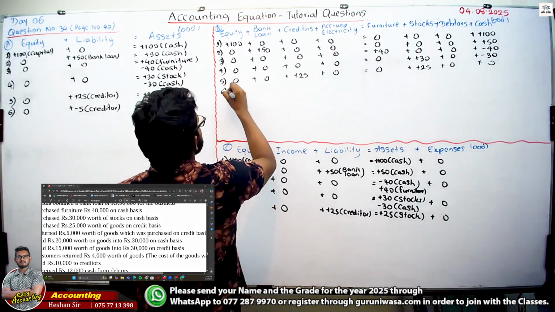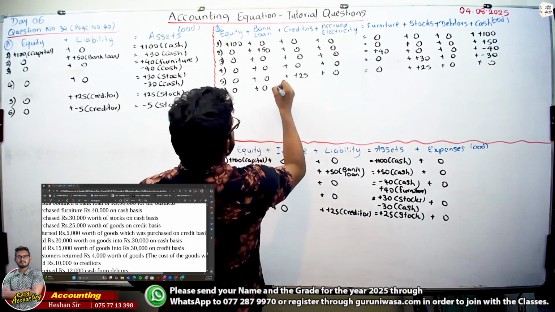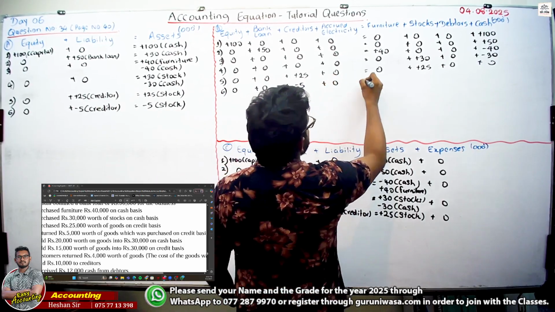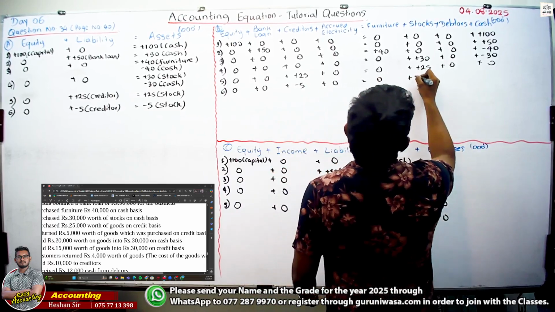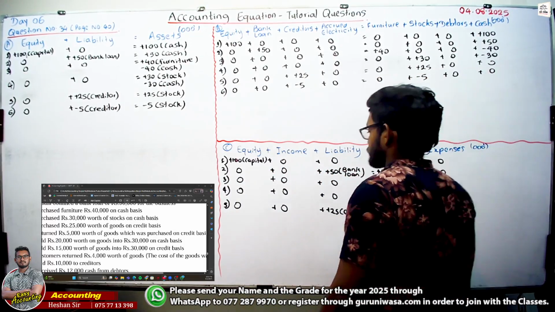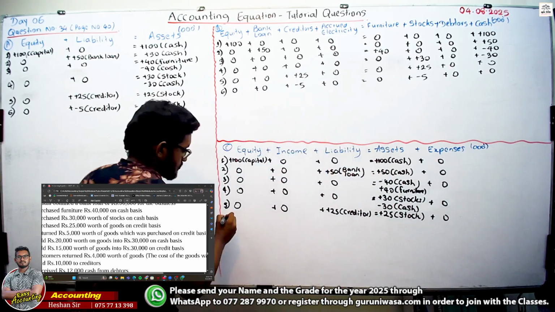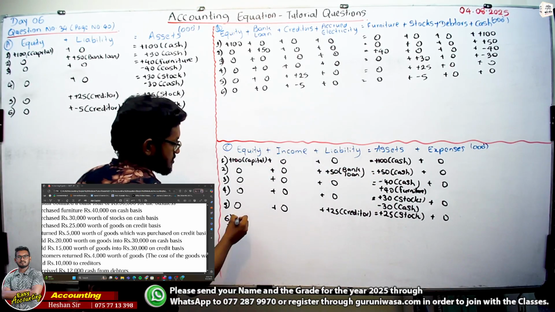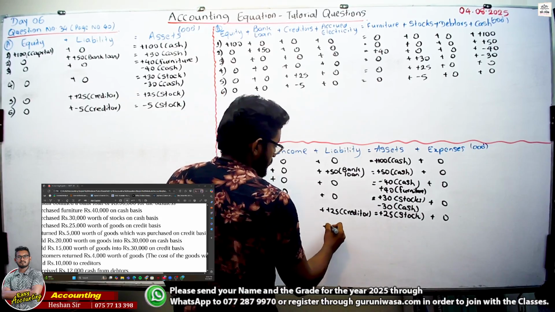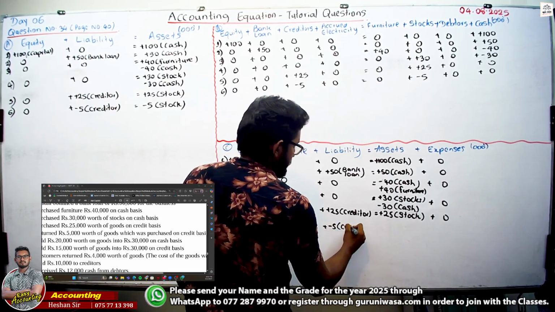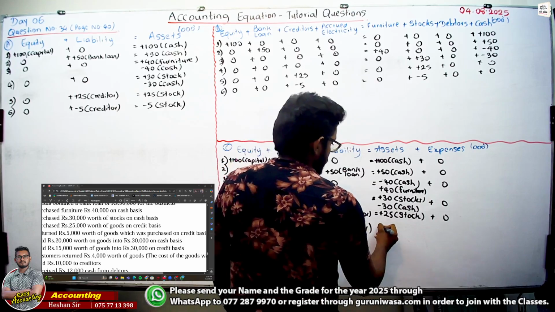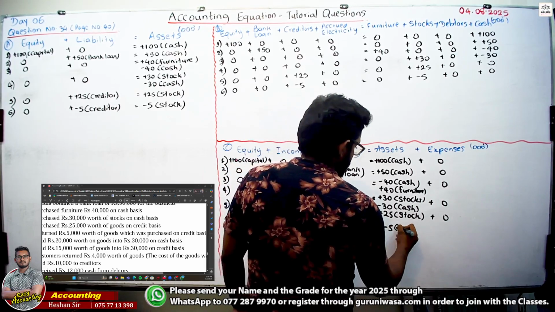Number six. Creditor liability decrease 5,000, stock asset also decrease 5,000. Minus 5 creditor, minus 5 stocks.